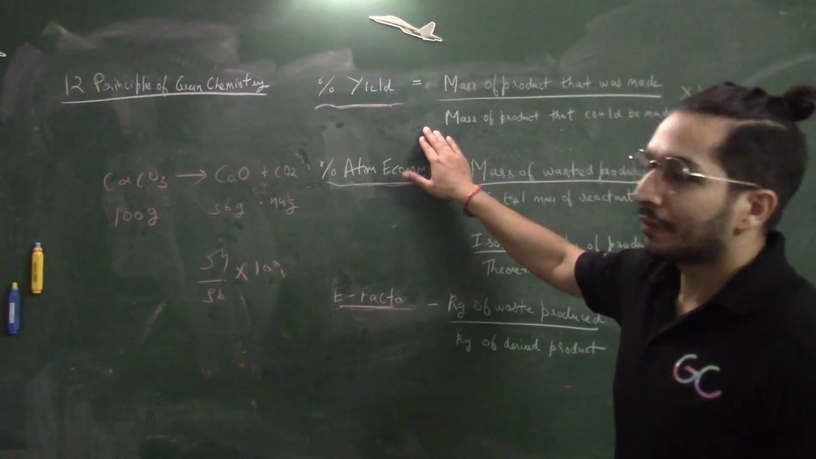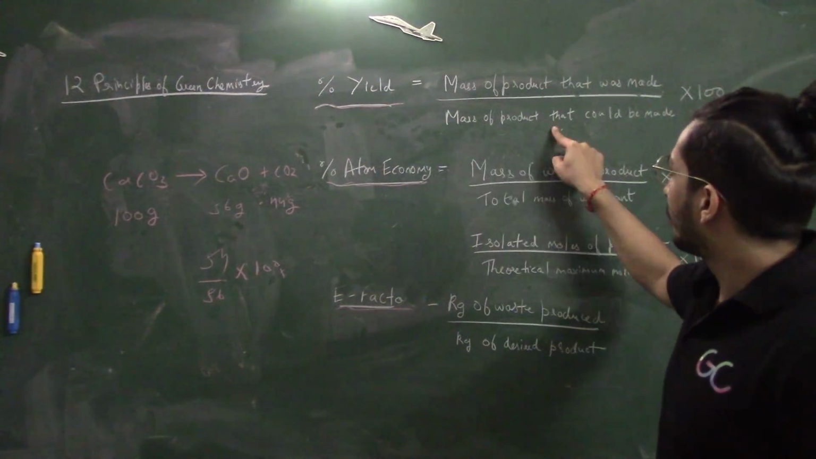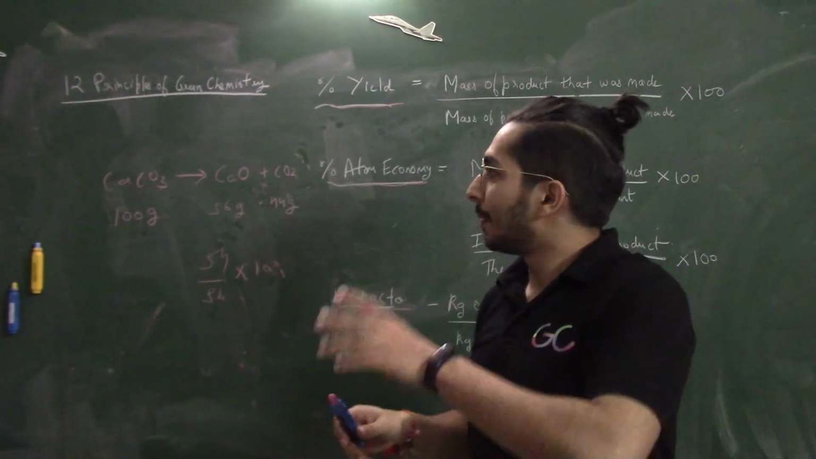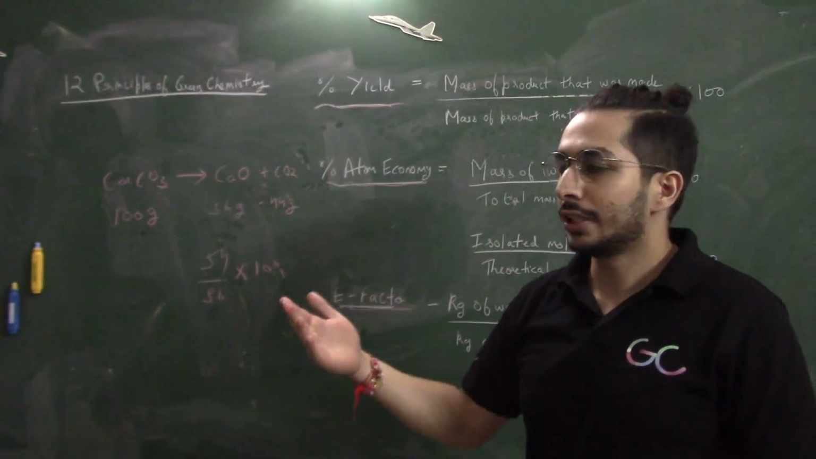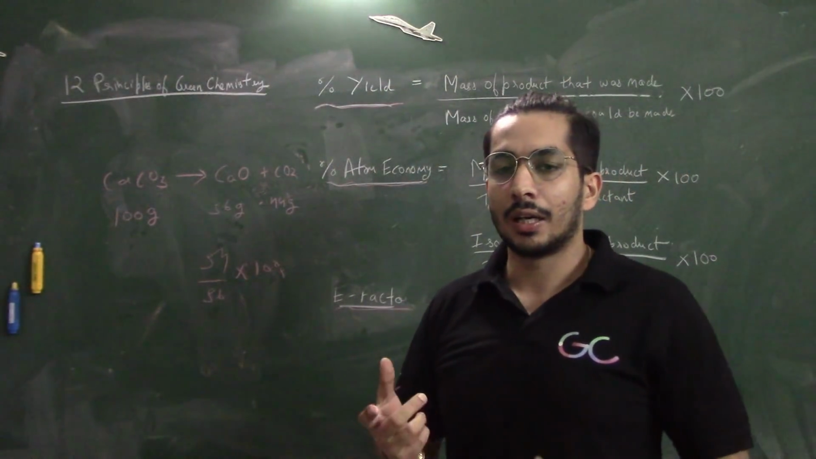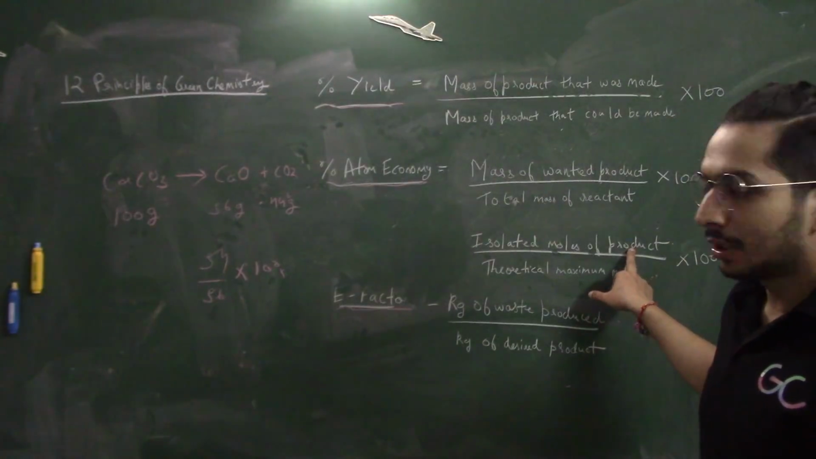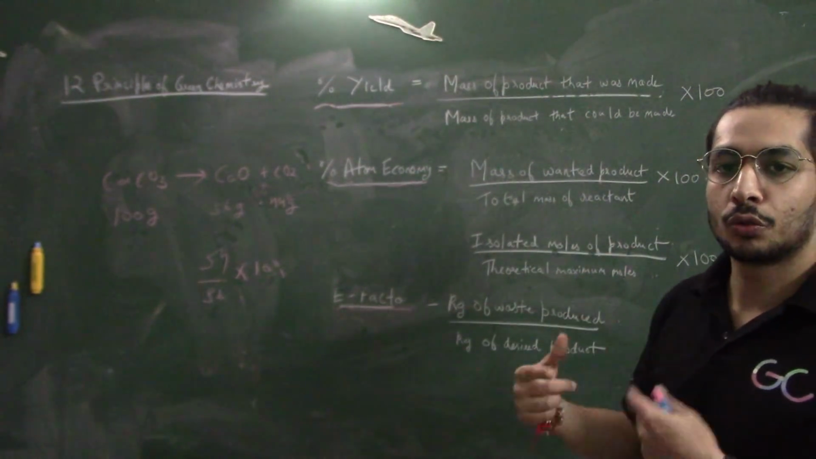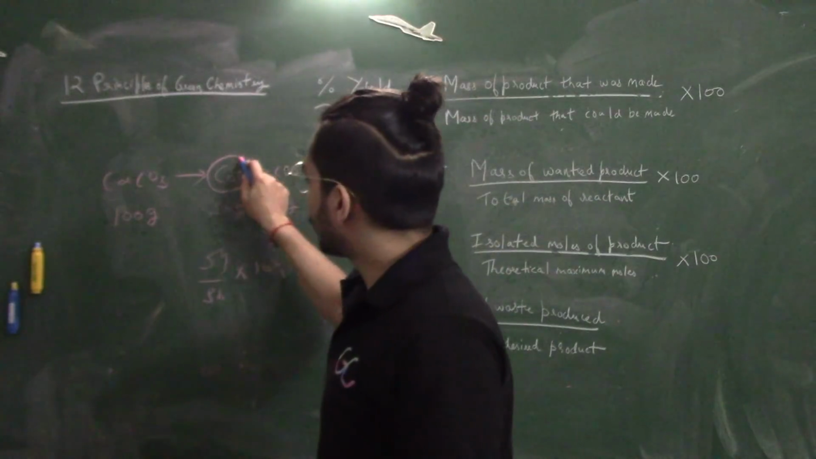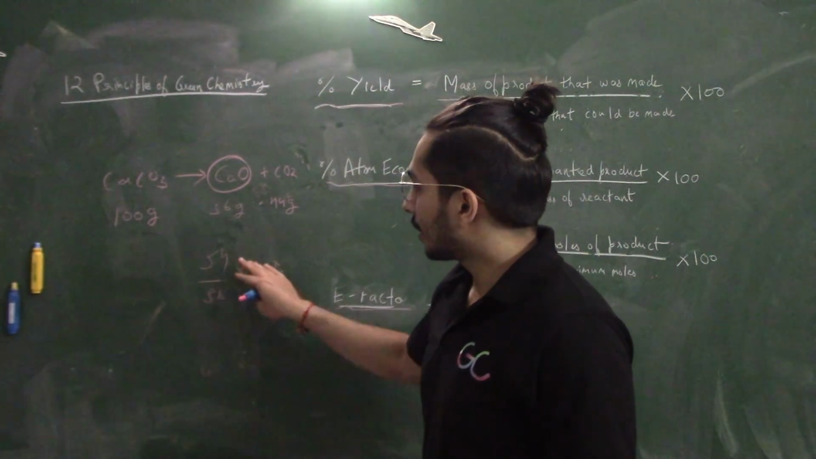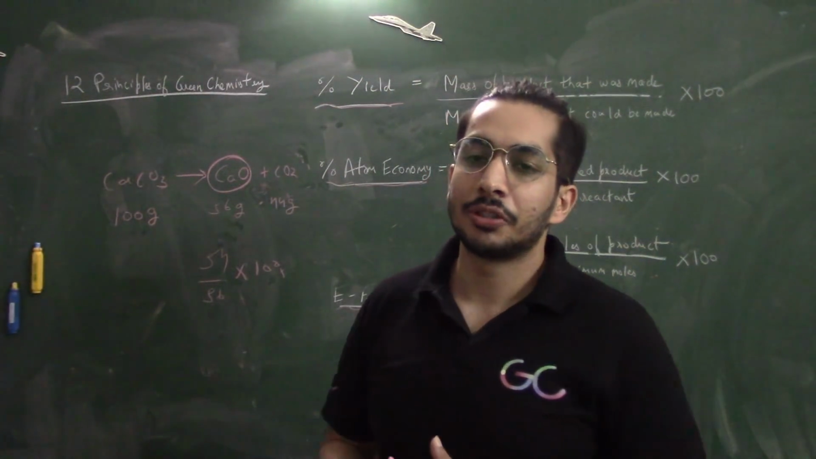Okay. So this is what I have written over here in the formula: mass of product that was made upon the mass of product that could be made. That means the experimental yield upon the theoretical yield, multiplied by 100. If the question has been given to you in terms of moles, then the formula will be isolated moles of the product upon the theoretical maximum number of moles that you could have got of the product, into 100. Now over here, the product only corresponds to calcium oxide. We are not talking about CO2. So whatever yield we are calculating is in terms of calcium oxide, and that is the problem, and this is where green chemistry comes into the picture.